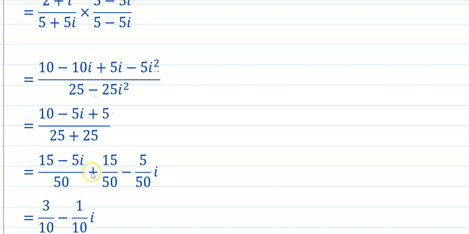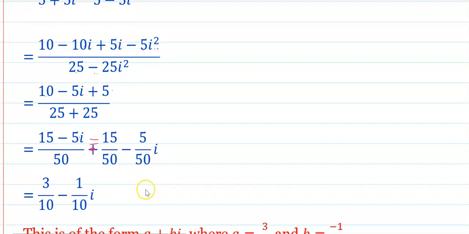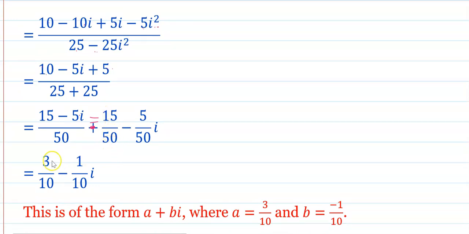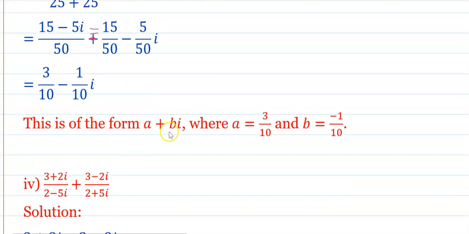Separate this. Okay. Here is an equal to sign. Therefore 15 upon 50 minus 5 upon 50 into I. And hence if we simplify this, then you are getting 3 upon 10, dividing by 5. Therefore it is 3 upon 10 again minus 1 upon 10 into I. Okay. This is of the form A plus BI, where A is 3 by 10 and B is minus 1 by 10.